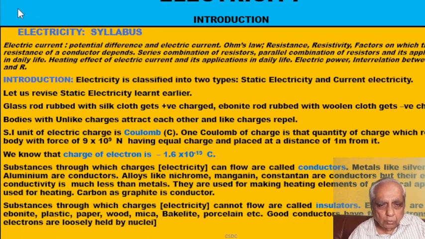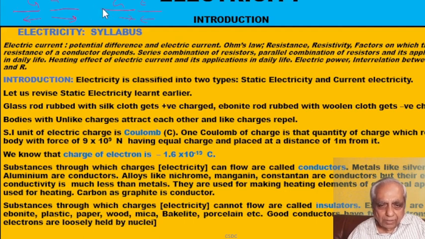So if I take two rods, these are two glass rods, and if I bring them near one another, there will be a force of repulsion. In this direction, this rod will try to move in this direction. But if I take a glass rod and an ebonite rod and bring them near one another, they will attract. Other experiments were also done, and they confirmed that like charges repel and unlike charges attract.